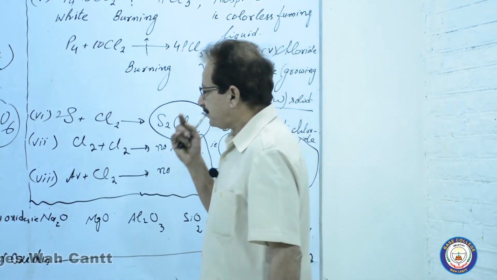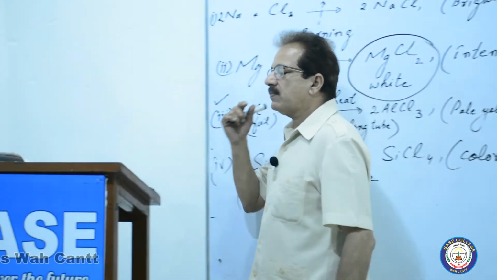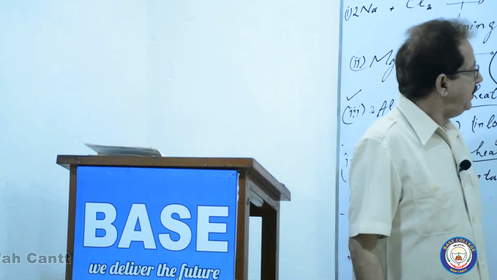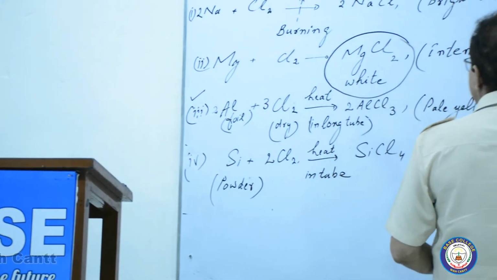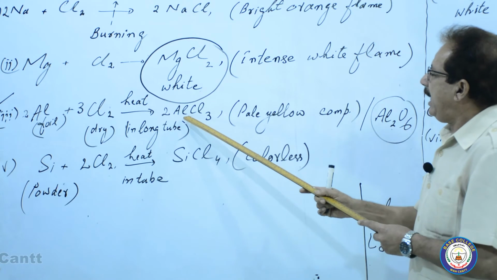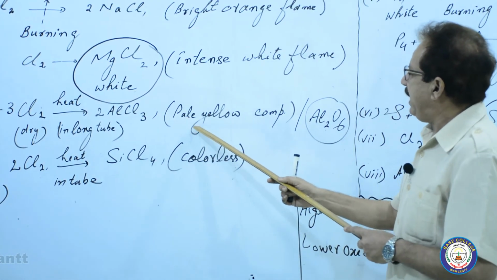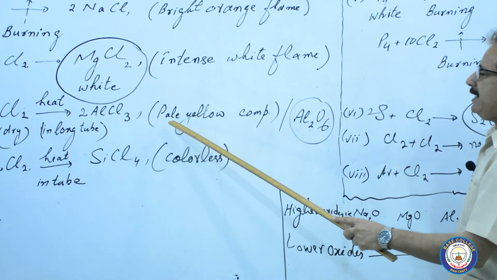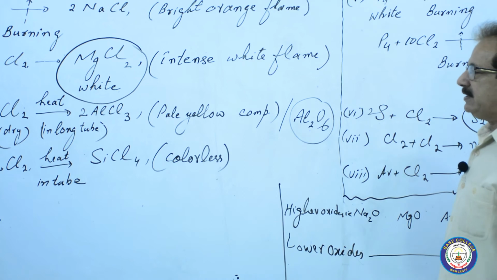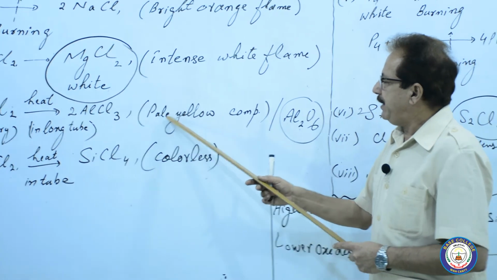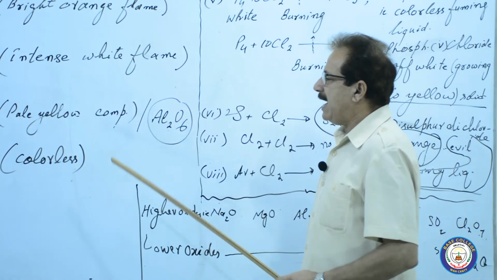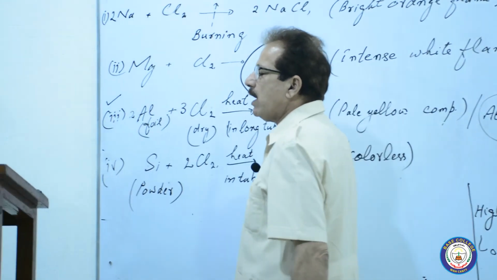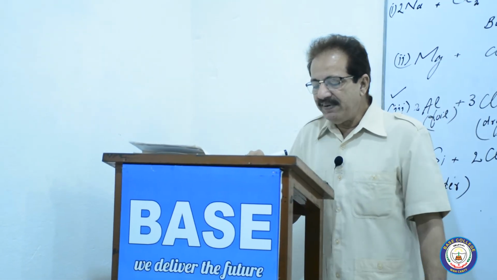Now next, in your quick quiz, the color of AlCl3 has been asked. AlCl3, aluminium chloride, is a pale yellow compound. It is a solid as well. You have to remember this color of AlCl3 and write it on the formula given in your quick quiz.